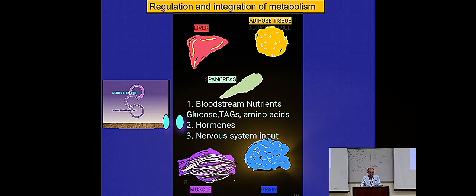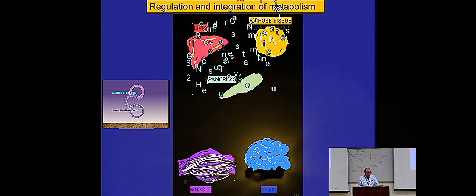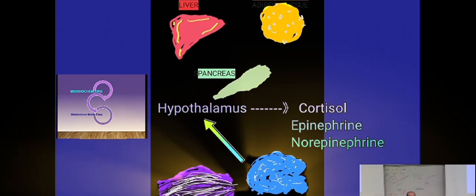And third, there's important input from the nervous system. The nervous system, through the hypothalamus, will direct the release of specific hormones like cortisol, like norepinephrine and epinephrine. And all of these can contribute to the overall regulation of metabolism. Okay? So input from the nervous system is very important.